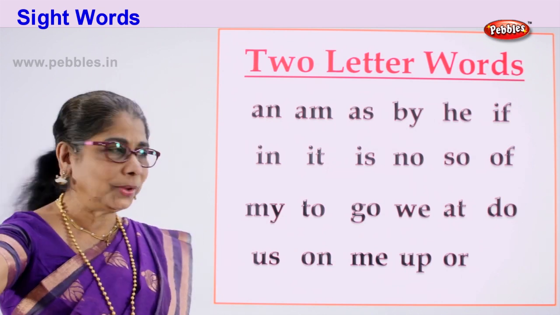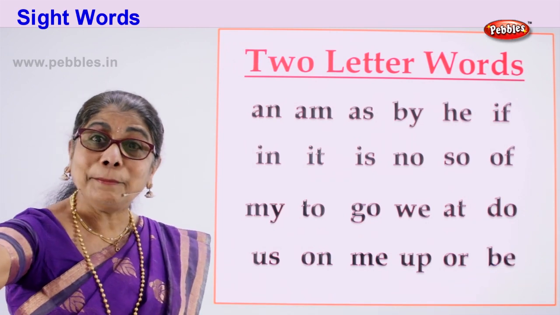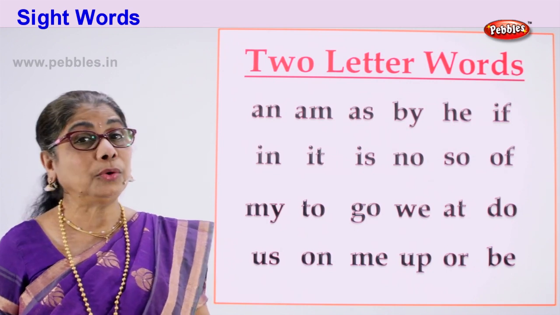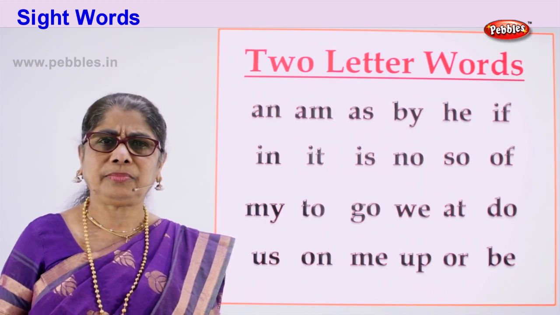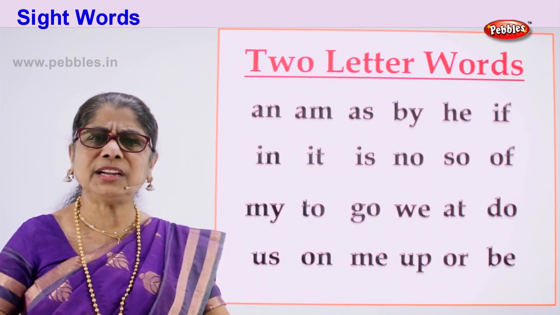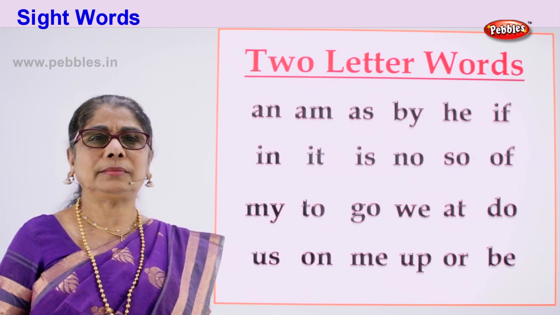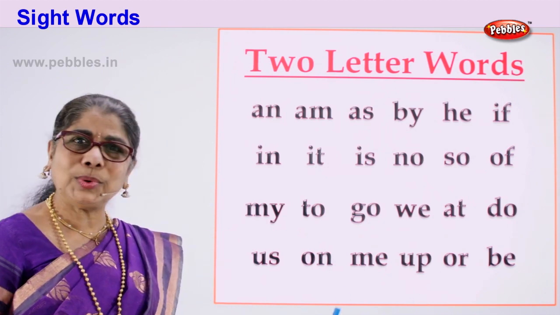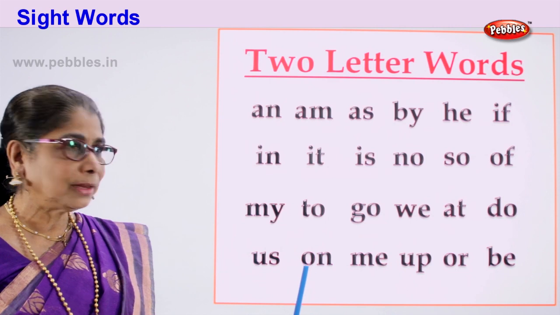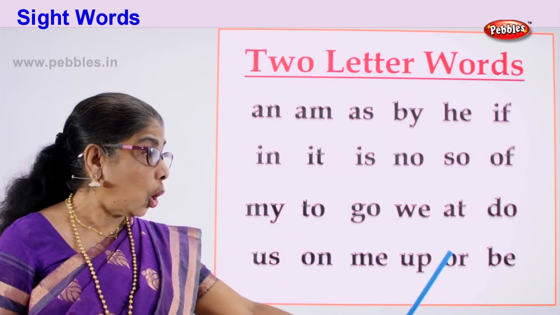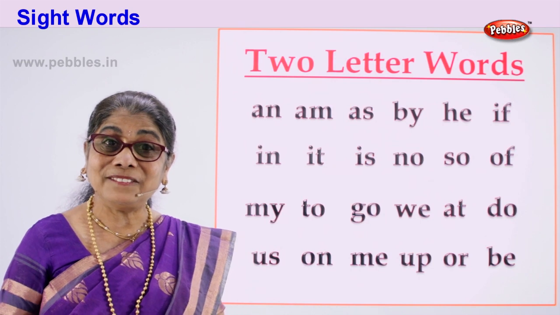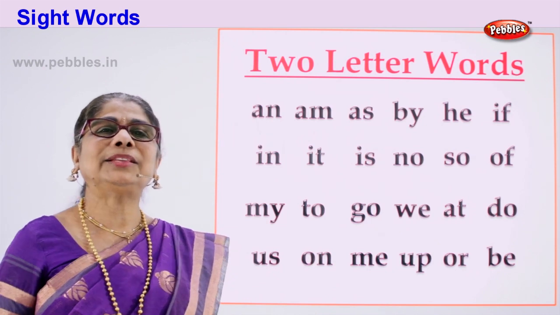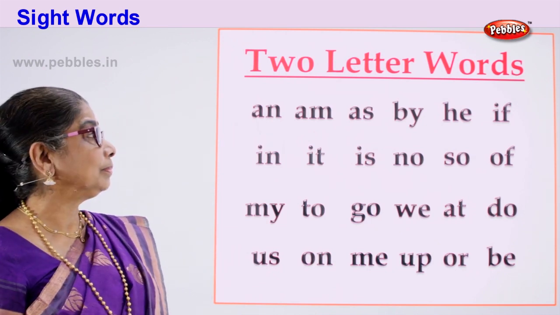Very good. Good. Let's look at the next word and read quickly for me. Be. Very good. Be a good girl. Be a good boy. Be on time for the class. Be on time for the assembly. Be smart in your talk and in your work. Good. Shall we read these words quickly? Come on. Good. Us, on, me, up, or, be. Excellent. Very good. So you're able to read all the sight words. That's going to help you to read better. Good.